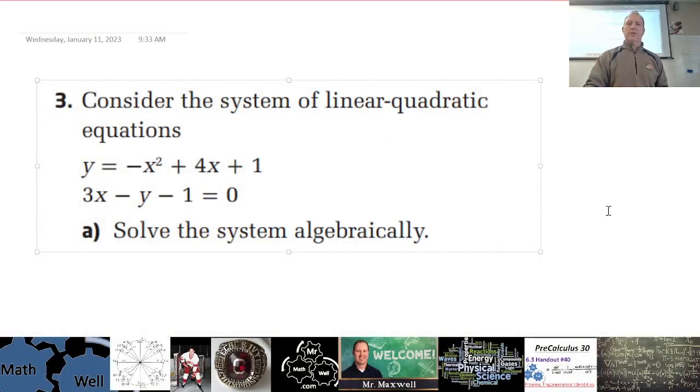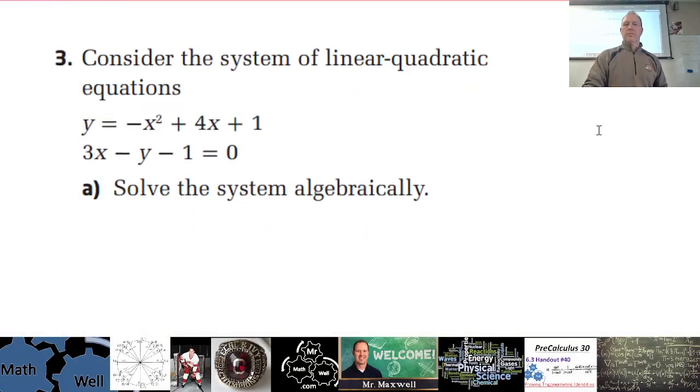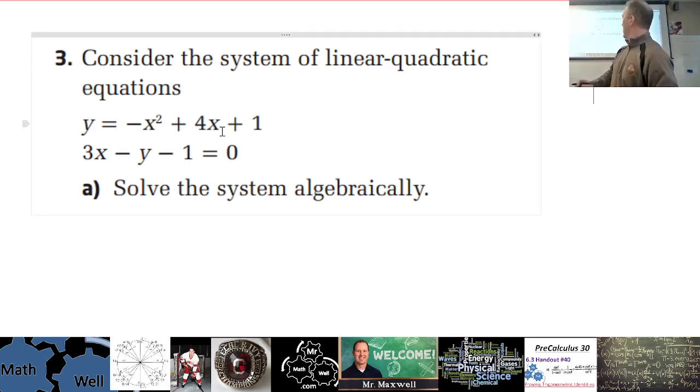So if you're going to solve this system algebraically, you can resort to either the substitution method or the elimination method. Because y is already isolated here, the substitution might be pretty good.